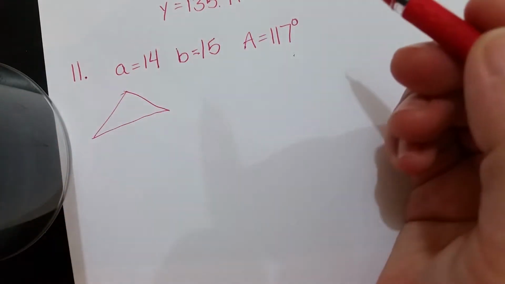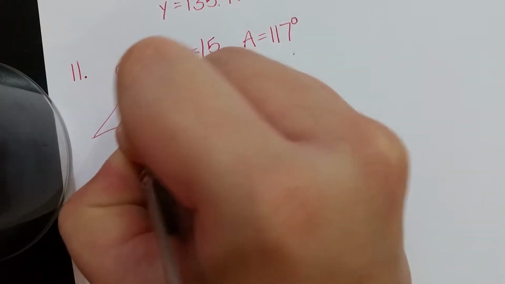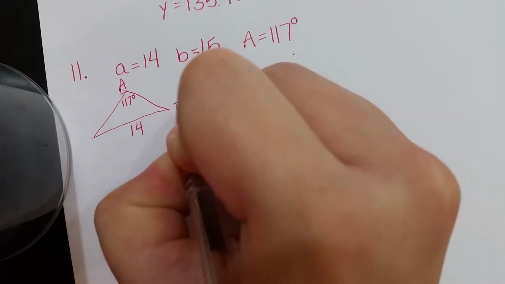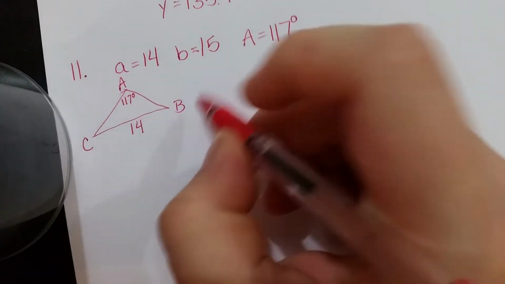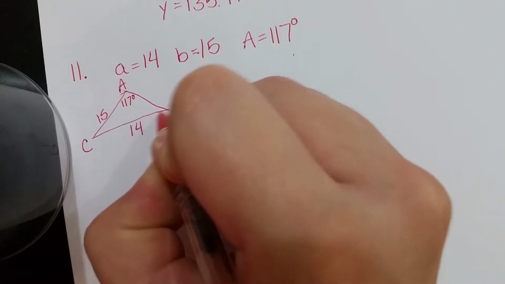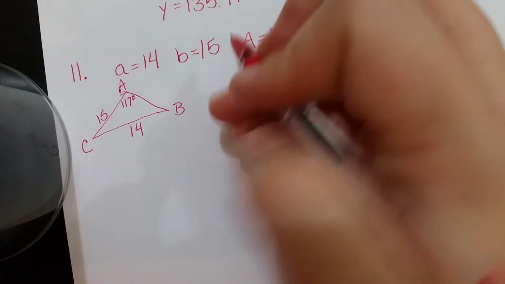But let's go ahead and say this is angle A. It's 117 degrees. And then side A is 14. We'll call this B and C. So side B is 15. And so the first thing we would be able to find is angle B.